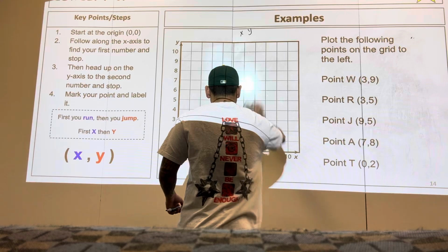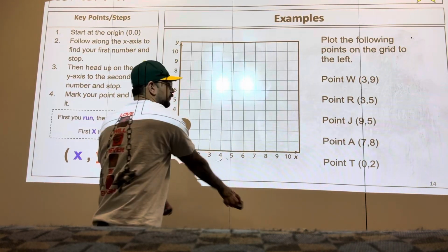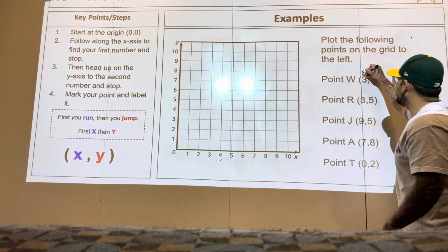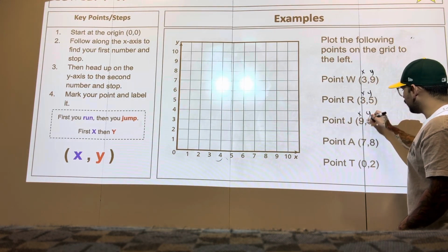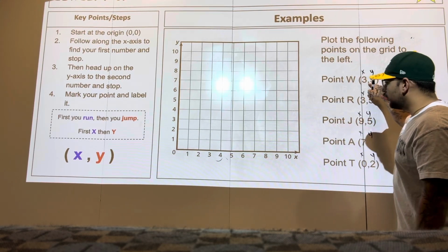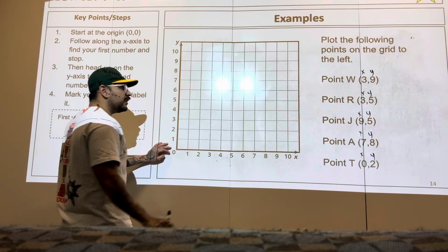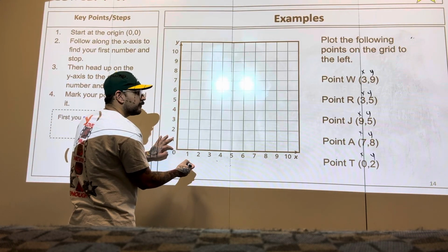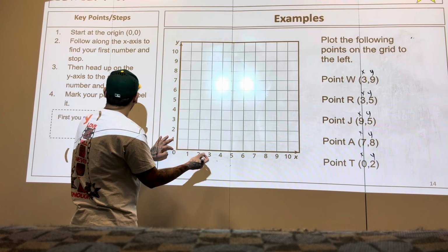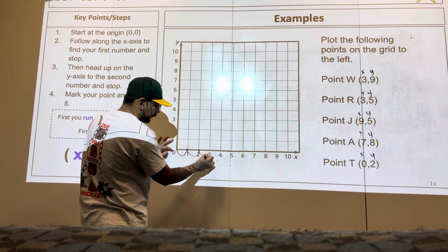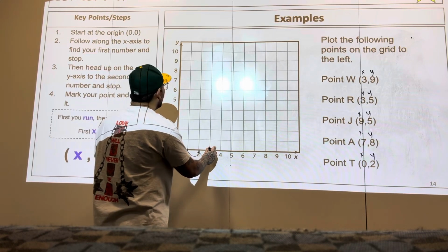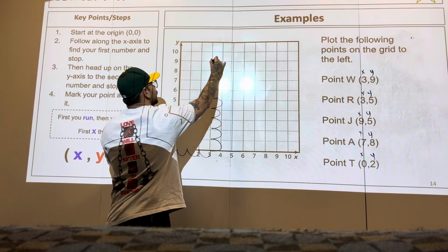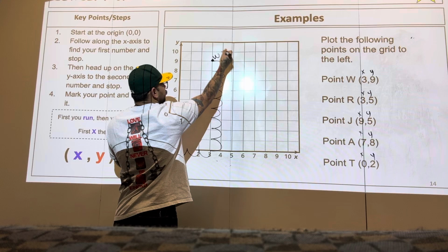Let's do another one. So we're going to start at 0, and we're going to label these points. We're going to start with 3 and 9, and go ahead and label that x and y, so you just know right off the get-go. That's your x, that's your y. So if we're starting at 0, we have to move, or run, 3 spaces on our x. So let's go ahead and do that. 1, 2, 3. And then from there, we're going to jump up or go up 9 times. Rise. 1, 2, 3, 4, 5, 6, 7, 8, 9. And that point will be W.